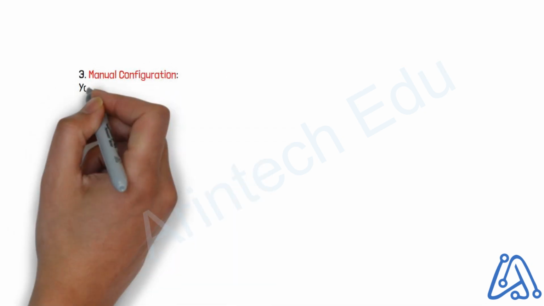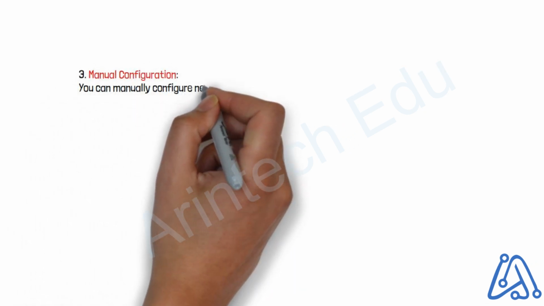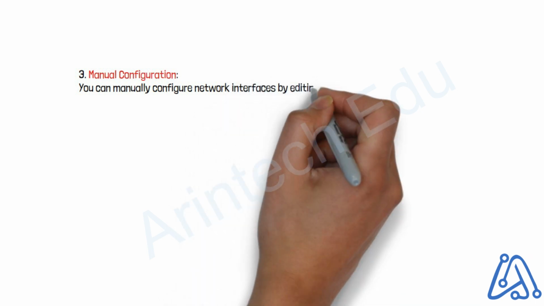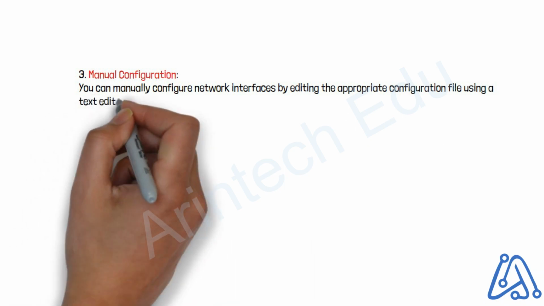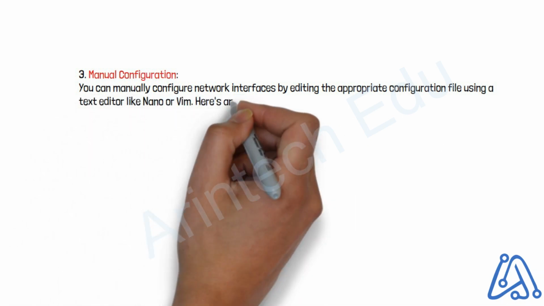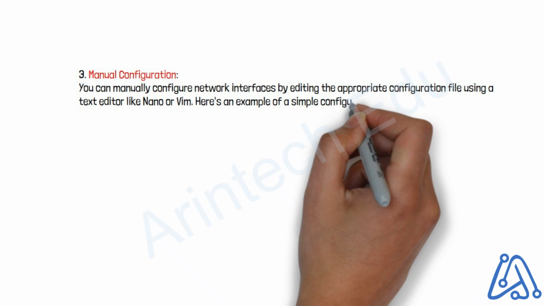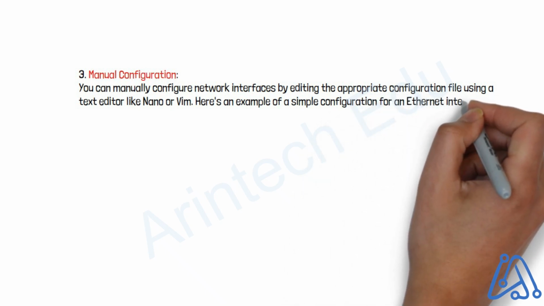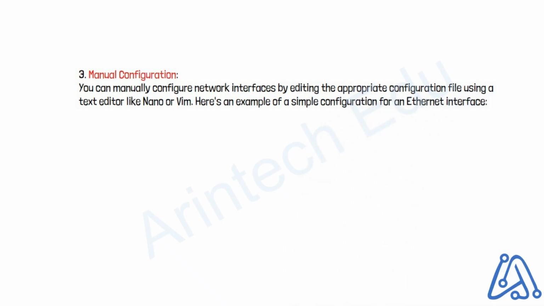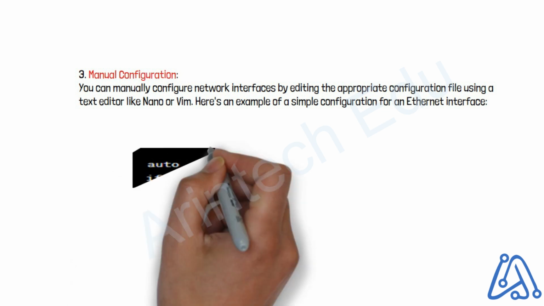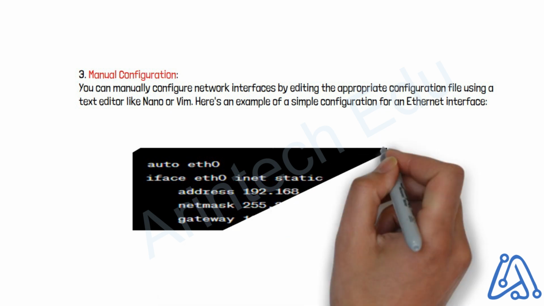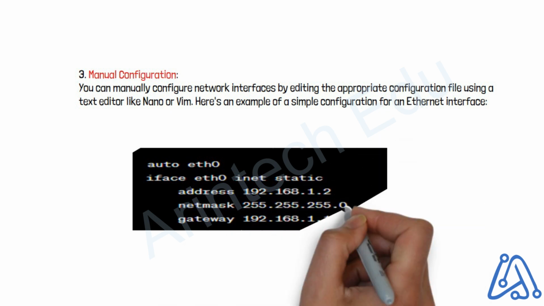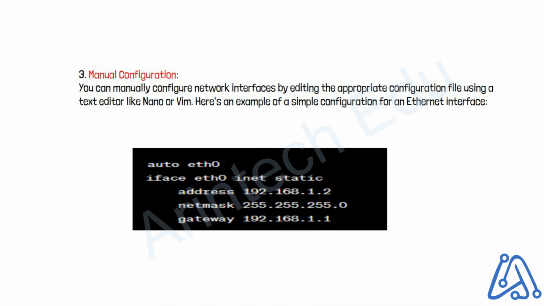3. Manual configuration. You can manually configure network interfaces by editing the appropriate configuration file using a text editor like Nano or Vim. Here's an example of a simple configuration for an Ethernet interface. This configuration sets a static IP address, 192.168.1.2, netmask, and default gateway for the interface.